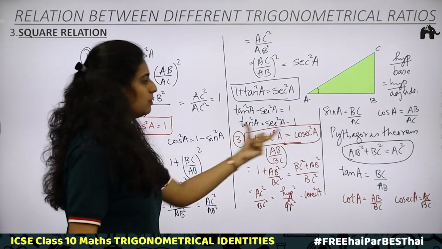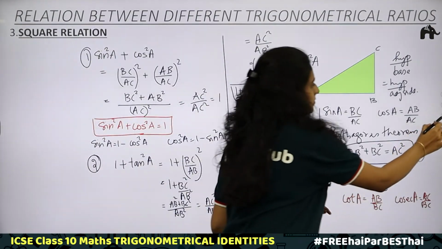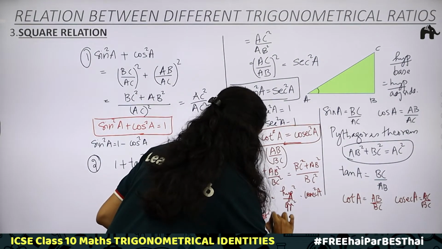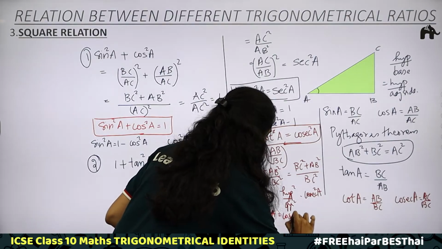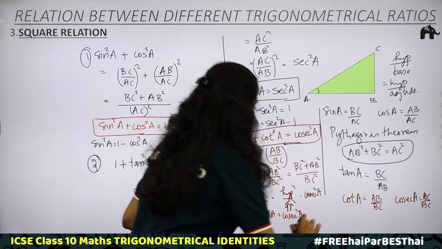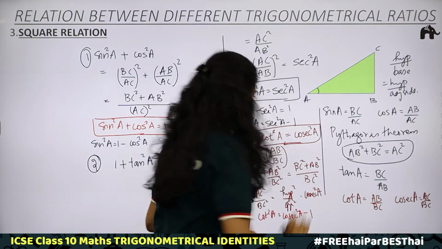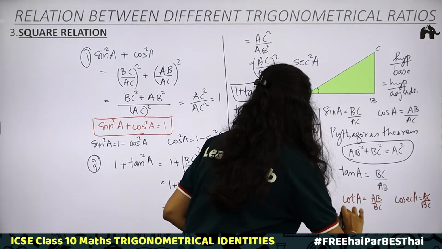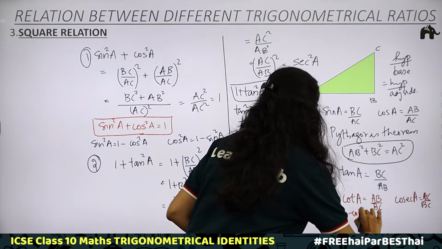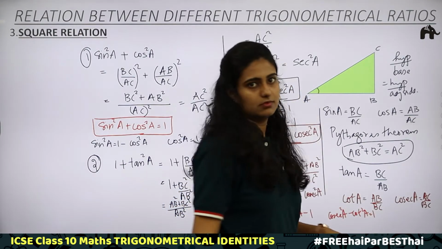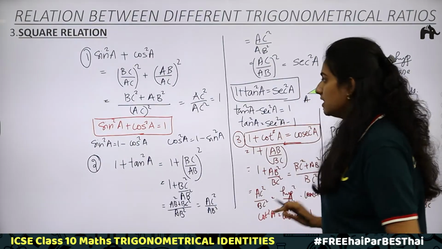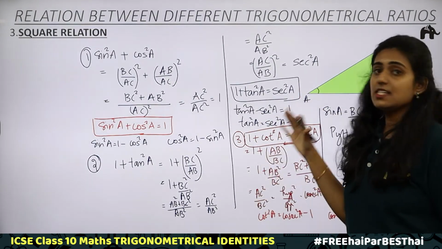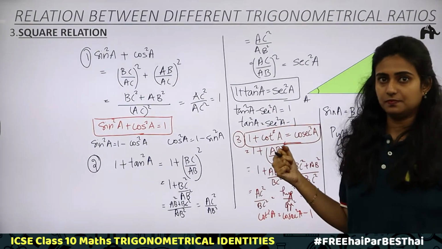From this relation, we will be getting two other relations. First one is cot square A equal to cosec square A minus 1, or the second relation is cosec square A minus cot square A equal to 1. Okay. If you study these three identities, this will be very helpful in solving many problems. Okay. These are the main relations that we need.